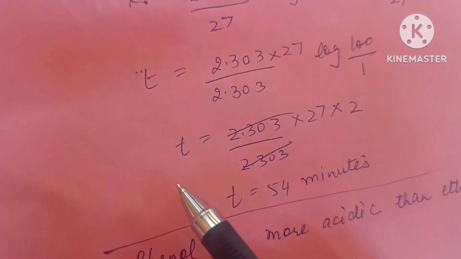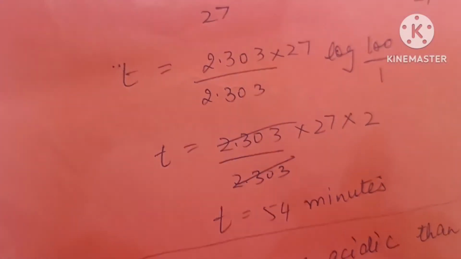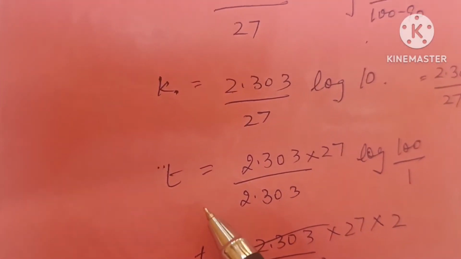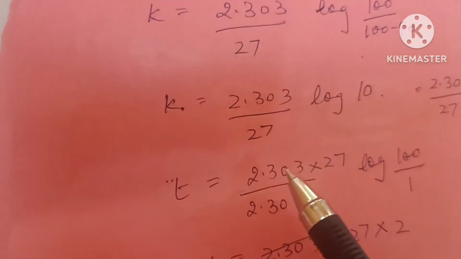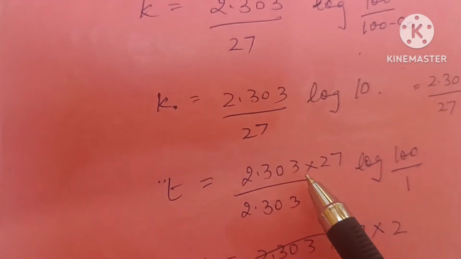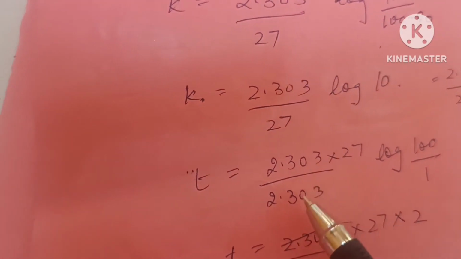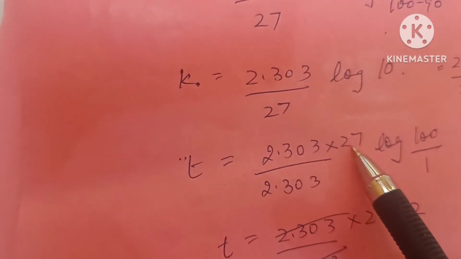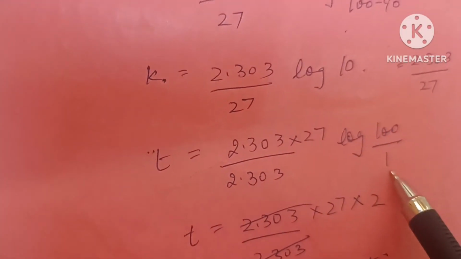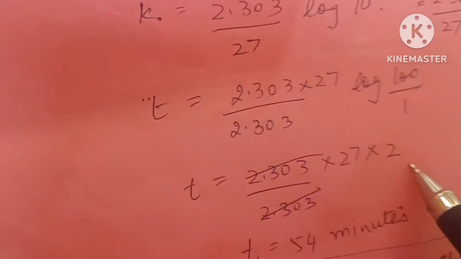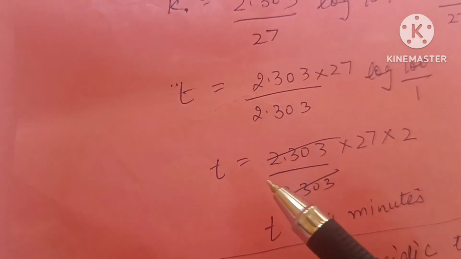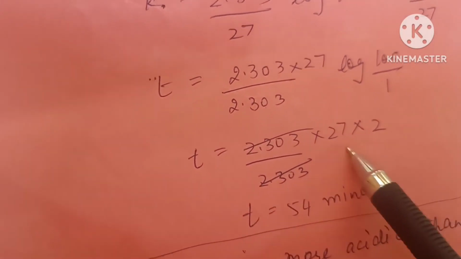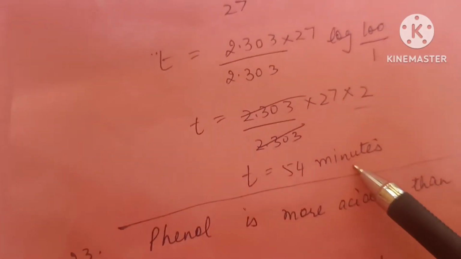To calculate the time for 99% reaction, the equation will be T is equal to 2.303 upon K. K is 2.303 upon 27. Log 100 upon 1. Log 100 is 2 and this cancels out, and T comes out to be 27 into 2, 54 minutes.